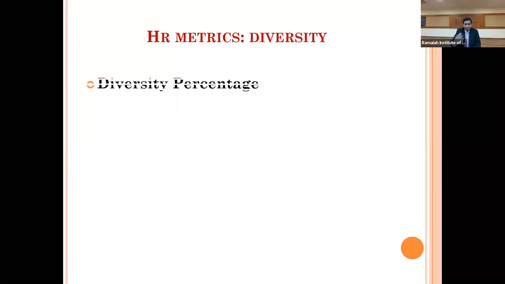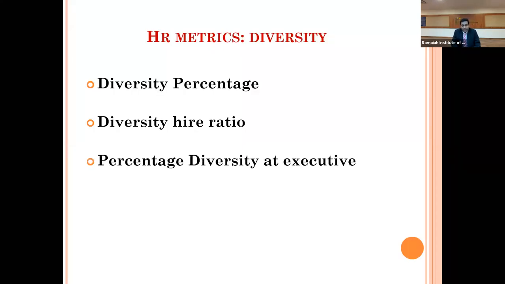Diversity metrics. If you see, next is the diversity metrics. What about the diversity percentage of the organization? What about the diversity hire ratio? Gender, male, female, transgender, LGBT, right? So that's the thing. Percentage diversity at executive level, right?